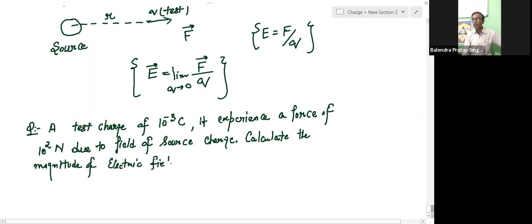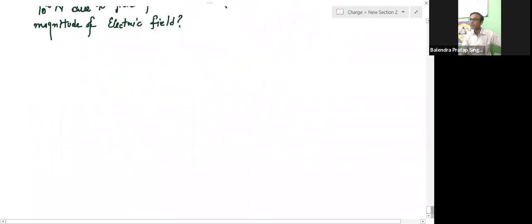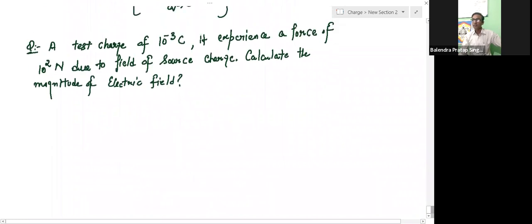So all of you try to solve this question. The formula is E is equal to F upon Q. Okay. Now try to solve it. It will take hardly 1 minute, maximum 1 minute. It's a very short objective question. Okay. Try to solve it.